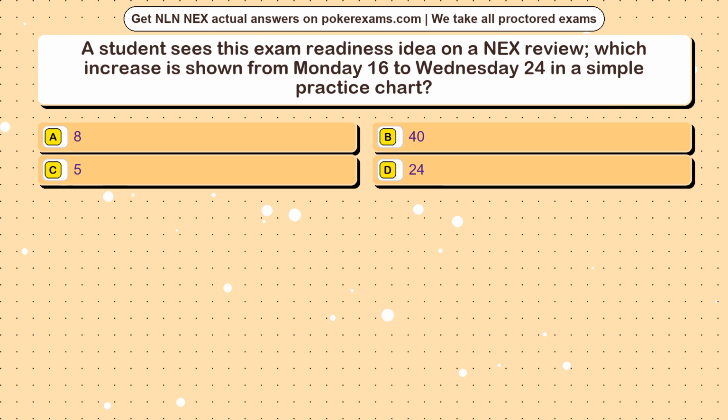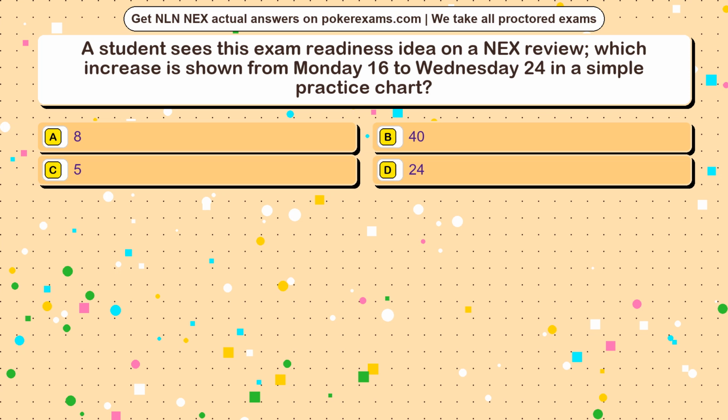Question 10. A student sees this exam readiness idea on a NEX review. Which increase is shown from Monday 16 to Wednesday 24 in a simple practice chart? Option A, 8. Option B, 40. Option C, 5. Option D, 24.